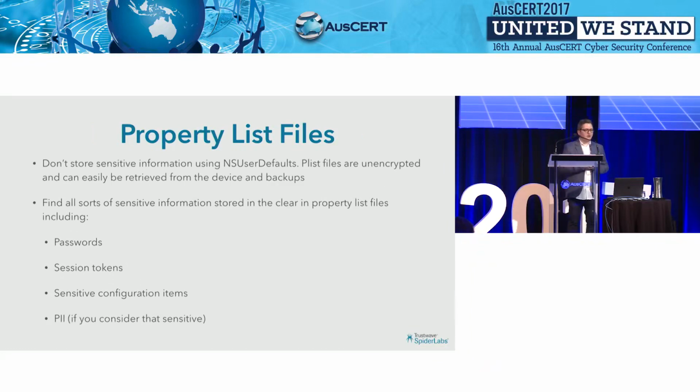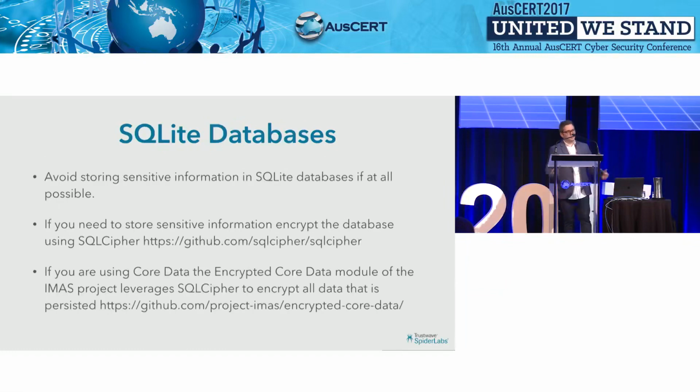Property list files. So don't store sensitive information using the user defaults, which creates plist files. They're unencrypted and can easily be retrieved from the device or backups. So I find all sorts of sensitive things in the clear in property list files: passwords, session tokens, sensitive configuration items, PII, if that's something you have to protect against. So definitely be careful what you're storing.